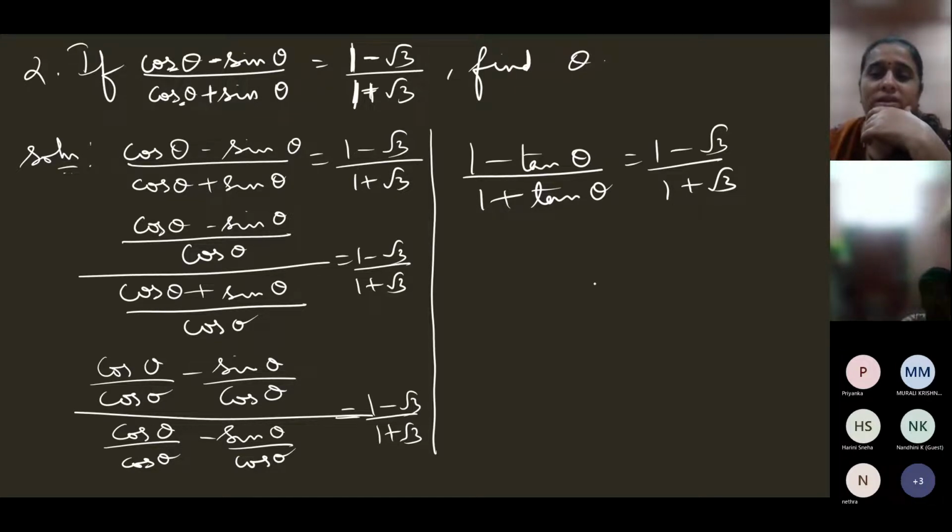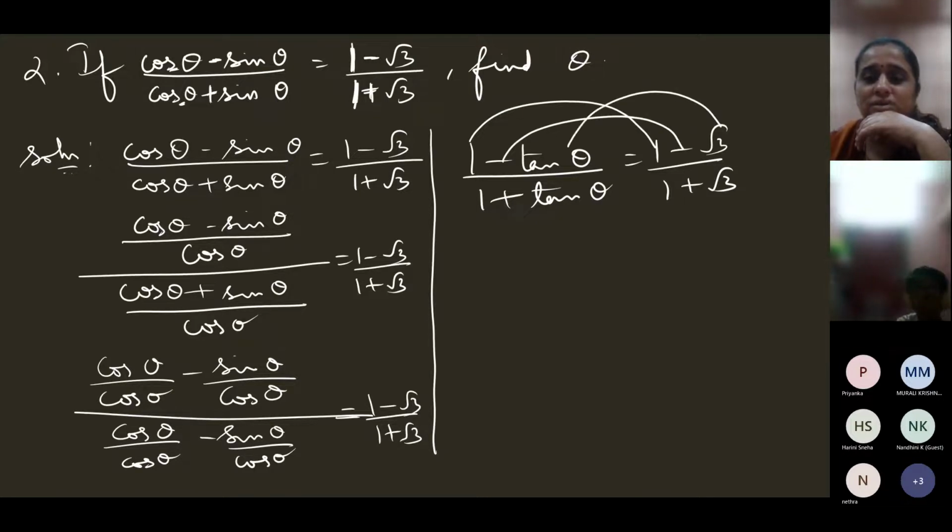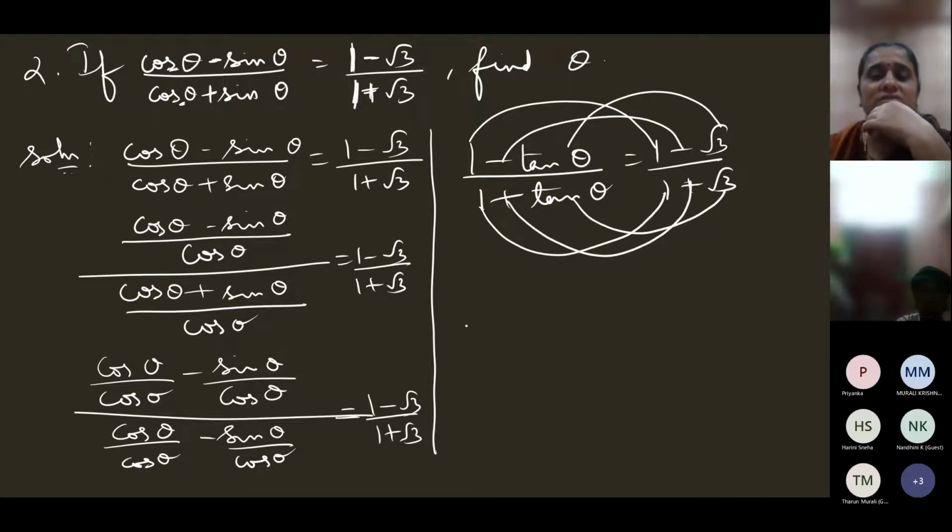1, 1. In the numerator, 1, 1. Minus, minus. Tan theta is root 3. 1, 1. Plus, plus. Tan theta is root 3. So what do you understand from both the sides? Tan theta is equal to root 3, right? Yes, ma'am. Why nobody agrees? Yes, ma'am.